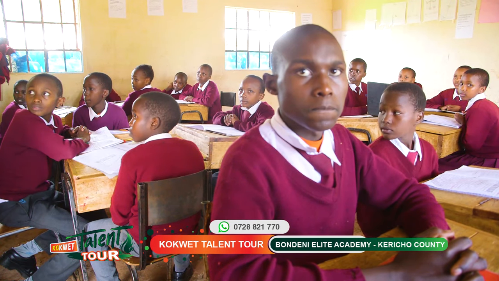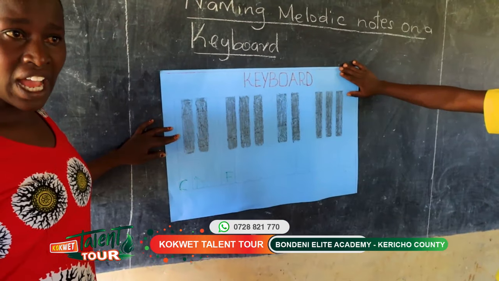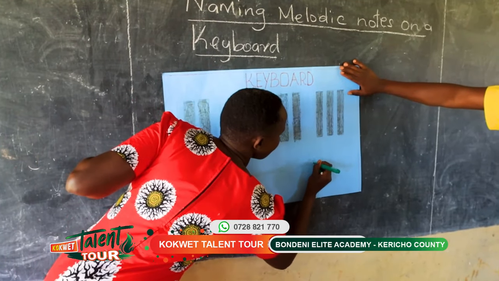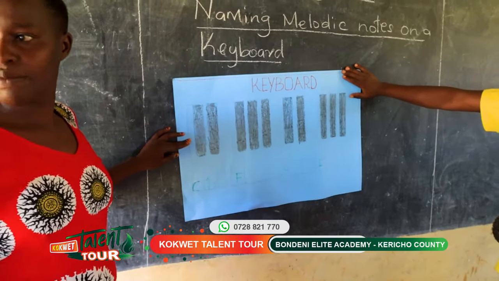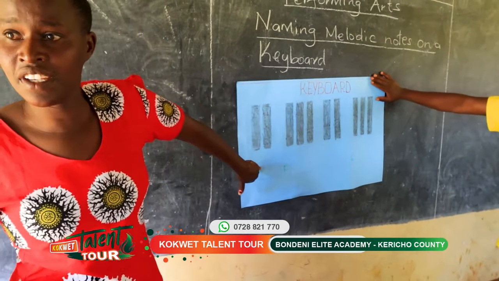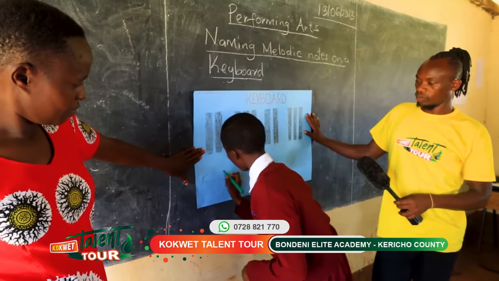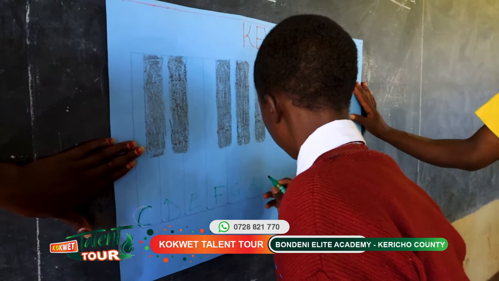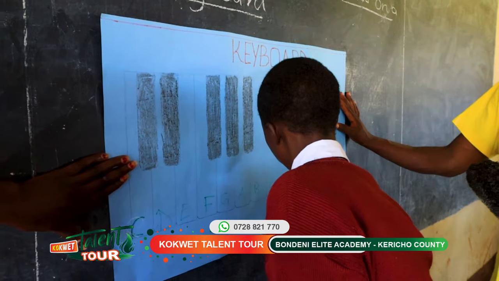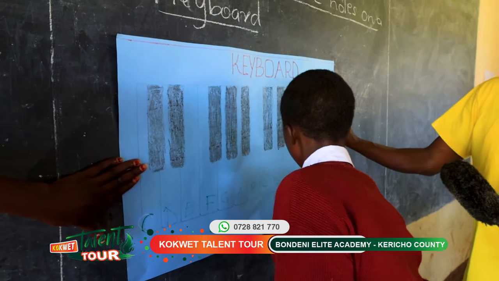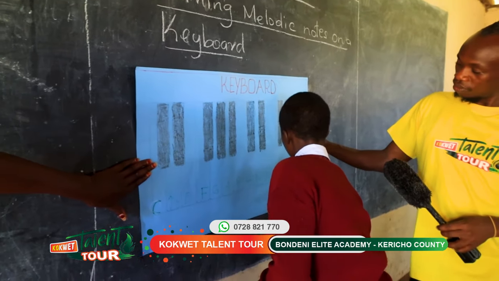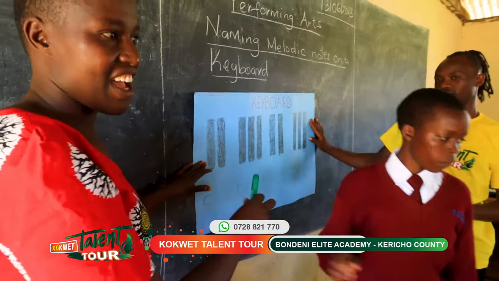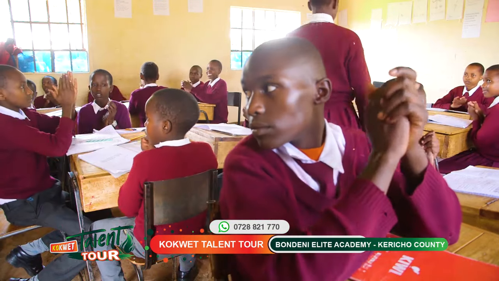So when you go on, we can see we have another two black keys. So we are going to name C. Again, we are naming F. Somebody who has not come in front to come and name other notes, like D. Yes, Jeff. Let us clap for Jeff. Yes, that was nice.